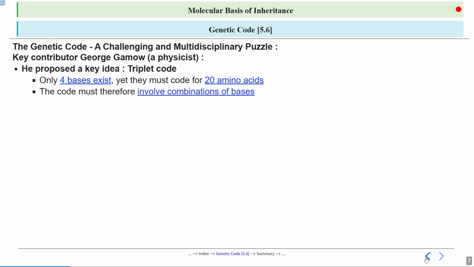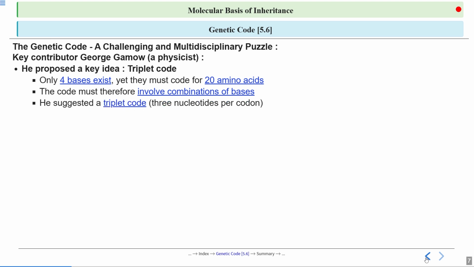So what was the conclusion? That the code must therefore involve combination of the bases. It means that it's not like one base is going to code for one amino acid. We know that there are only 4 bases and they are encoding 20 amino acids. Means there will be an involvement of combination of bases that are going to code for these 20 amino acids.